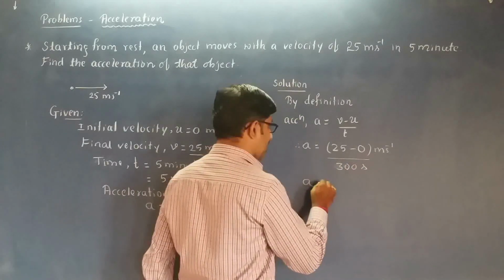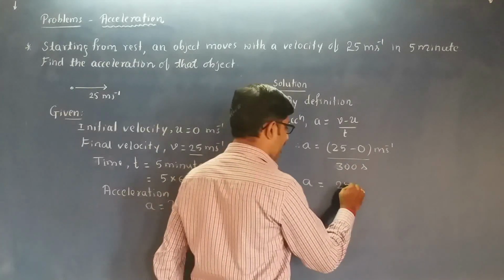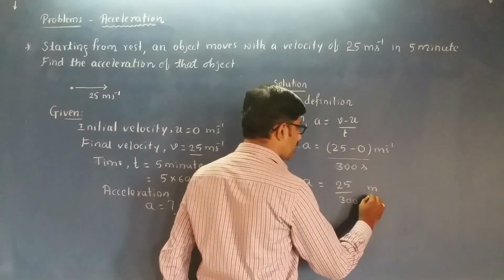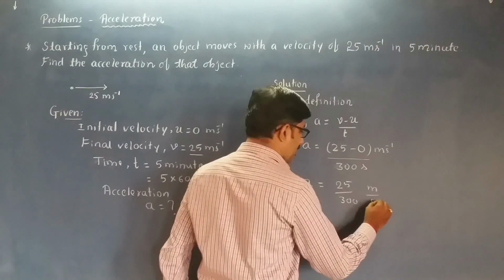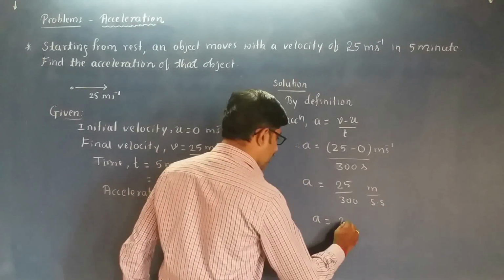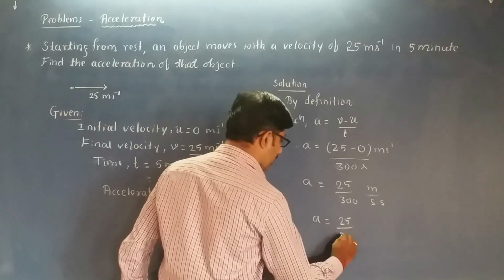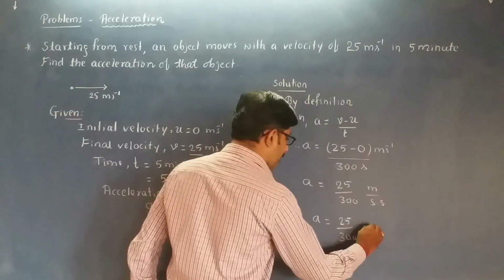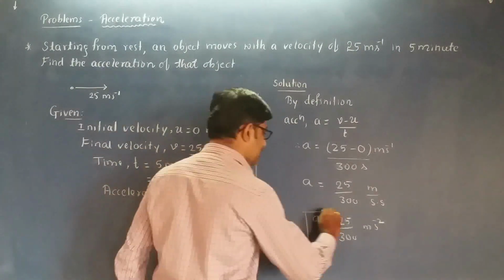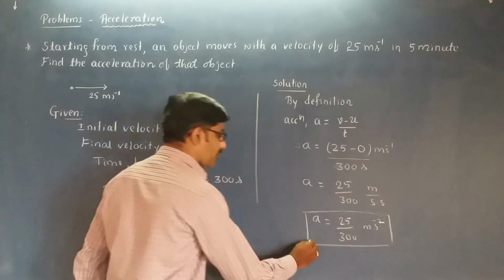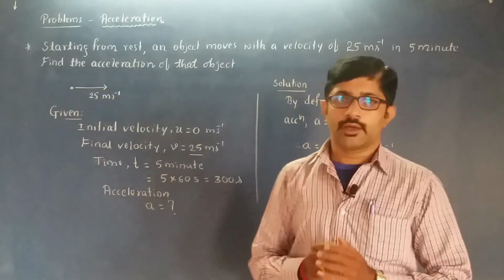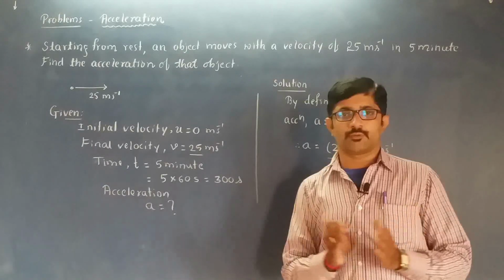Therefore acceleration a is equal to 25 divided by 300 meter per second into second. Therefore a is equal to 25 by 300 meter per second square. This is the acceleration of the body. So this will be the first problem. I hope you understood this problem right.